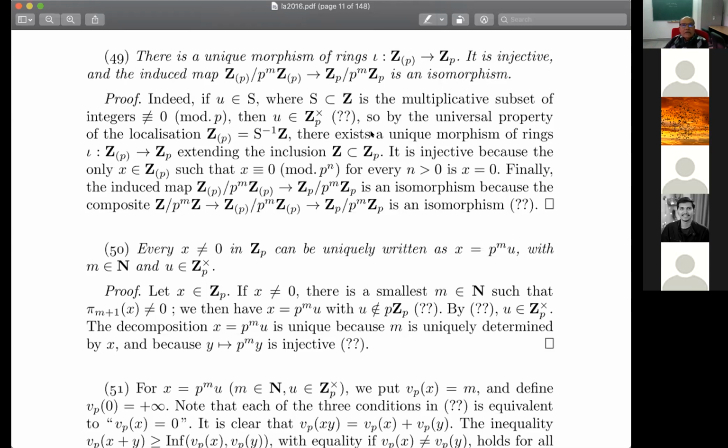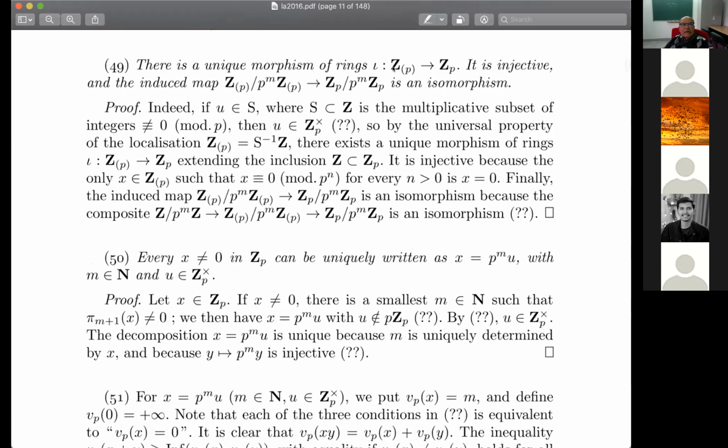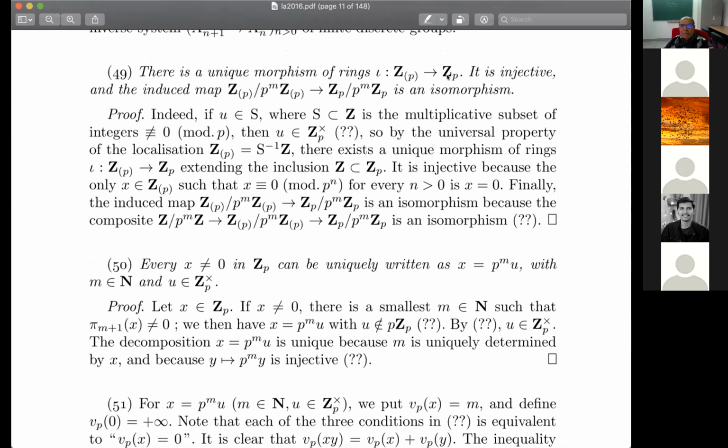So what is being said here? It's being said that there's a unique morphism of rings iota from Z parenthesis P to ZP. Why is there a morphism of rings at all? Because of course there's a morphism from Z to ZP, and elements which are not in the ideal PZ are being taken to invertible elements in the ring ZP. And that's the universal property of Z parenthesis P, that whenever I have a map from Z to a ring which takes elements outside the ideal PZ to invertible elements, I have a unique map from Z parenthesis P to ZP, which makes this triangle commute. So I get this unique map from Z parenthesis P to ZP.